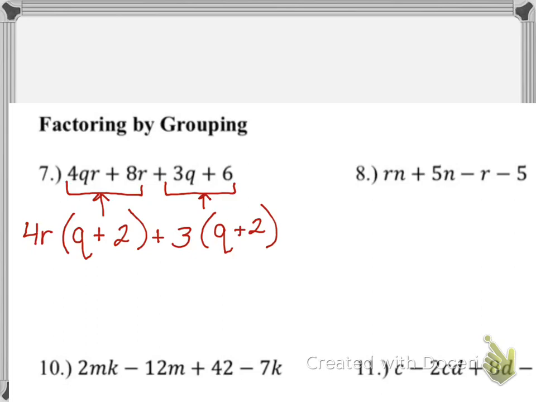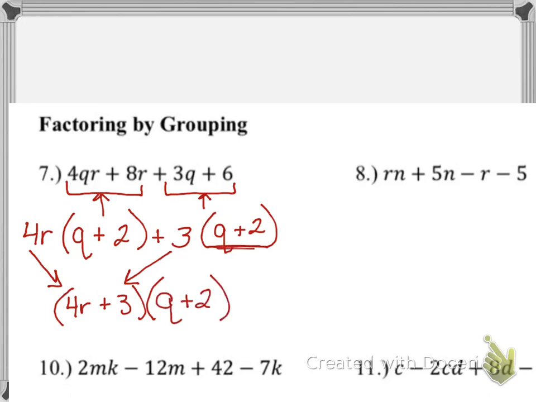Now the difference in factoring by grouping is that now I'm not done. What I'll actually do is take that 4R and that 3, and that creates my first binomial in my answer. And then my second binomial is actually the Q plus 2.